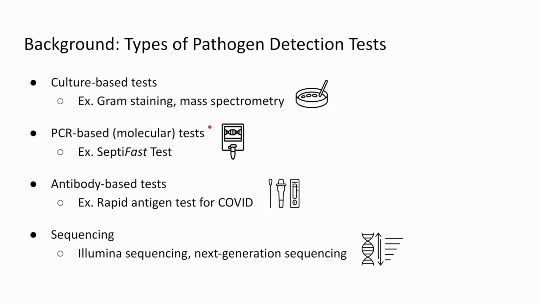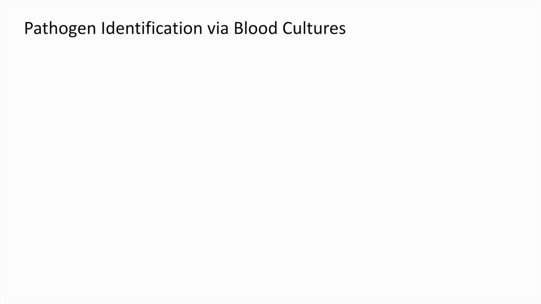There are also PCR-based or molecular tests, with one example being the SeptiFast test, which can be performed directly on whole blood samples and doesn't require any culturing period. Then there are antibody-based tests, and we're quite familiar with the rapid antigen test for COVID that falls in this category, and there are genomic sequencing tests like Illumina and other next-generation sequencing modalities. And as we said, blood culture-based methods really are the gold standard for detecting and identifying bacteria.